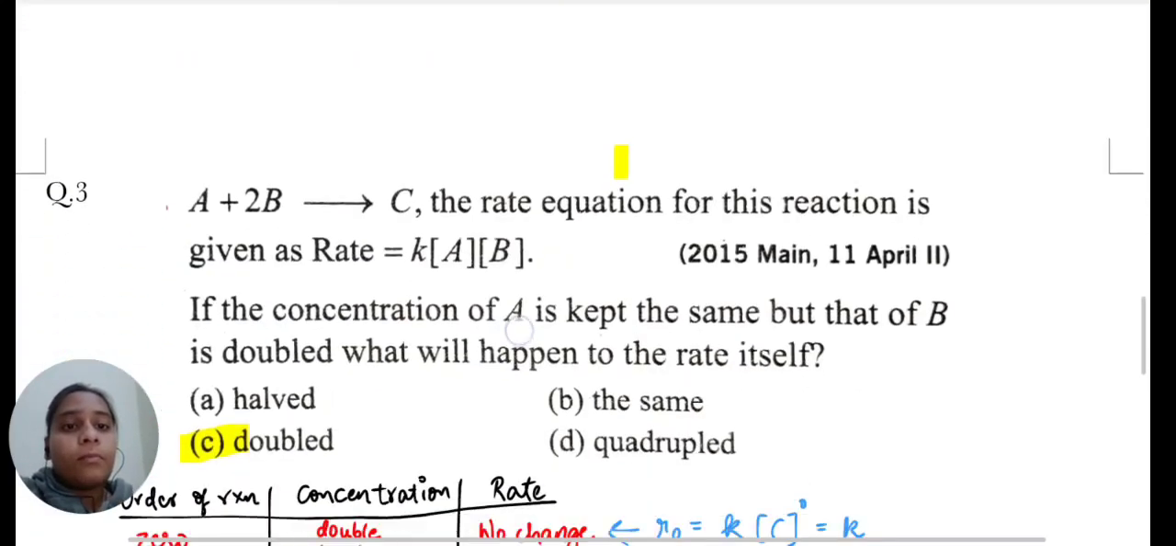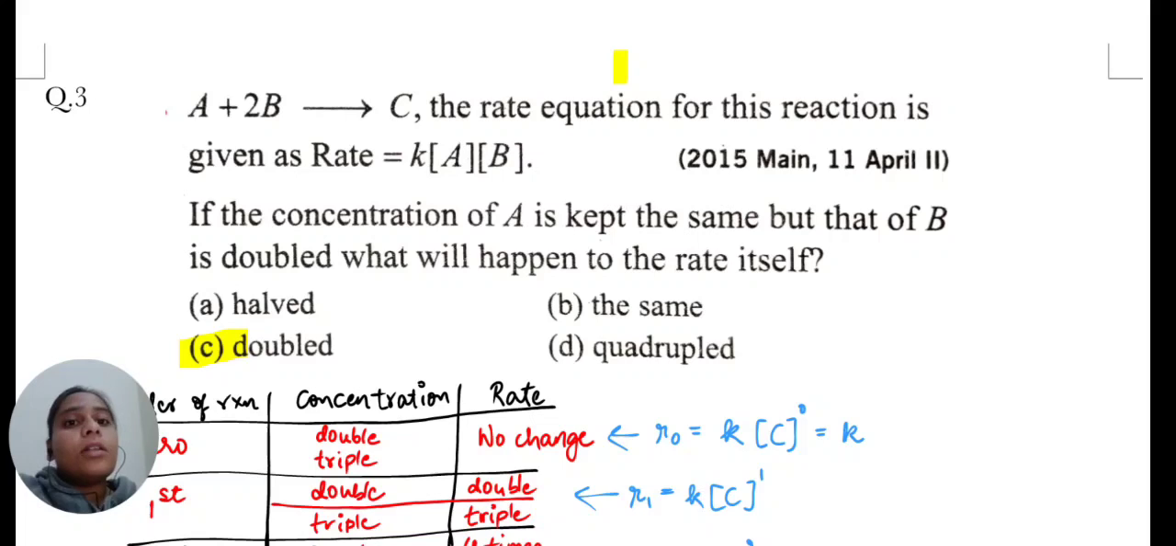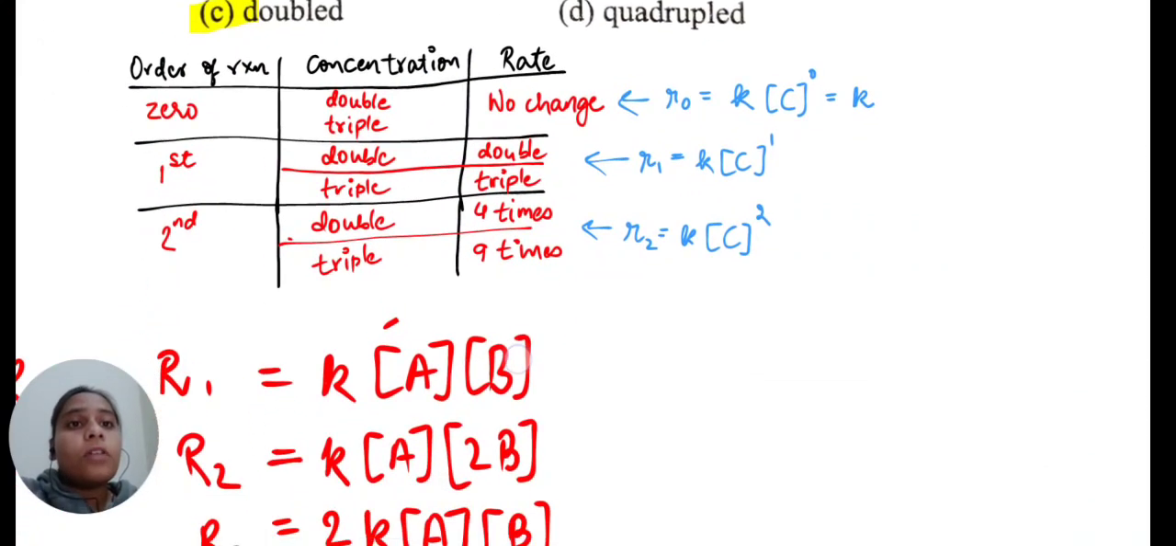Okay. So, moving on to the next question. The question says A plus 2B gives C. The rate equation for this reaction is given as rate is equal to K, concentration of A into concentration of B. If the concentration of A is kept the same but the concentration of B is doubled, what will happen to the rate itself?